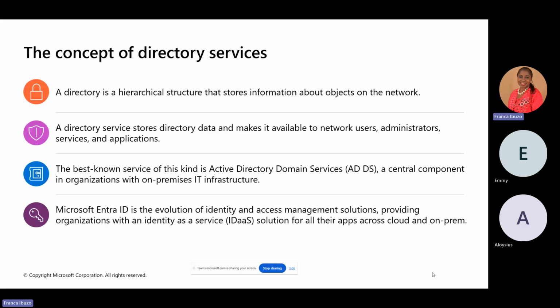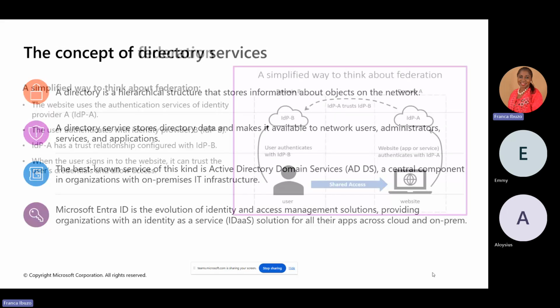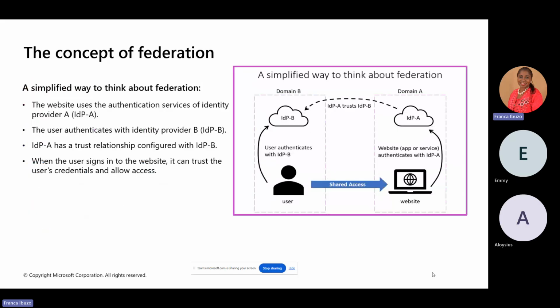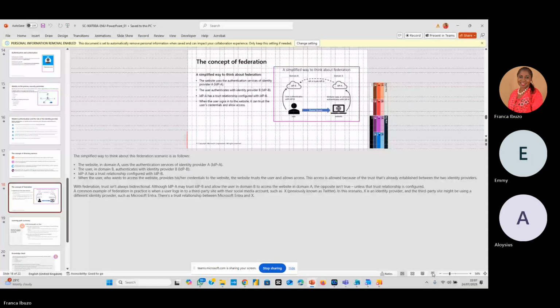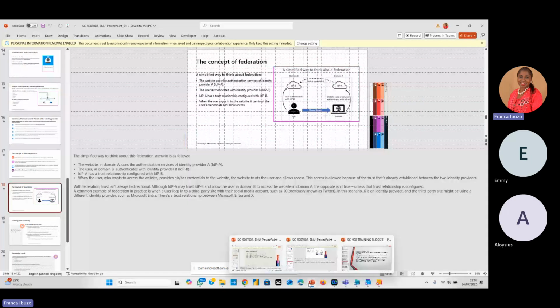And you also have the Microsoft Entra ID. This is the evolution of identity and access management solutions, providing organizations with identity as a service, a solution for all their apps across cloud and on-prem. And the concept of federation, I did mention federation before. Before we go to federation, let me just break this down a bit here.